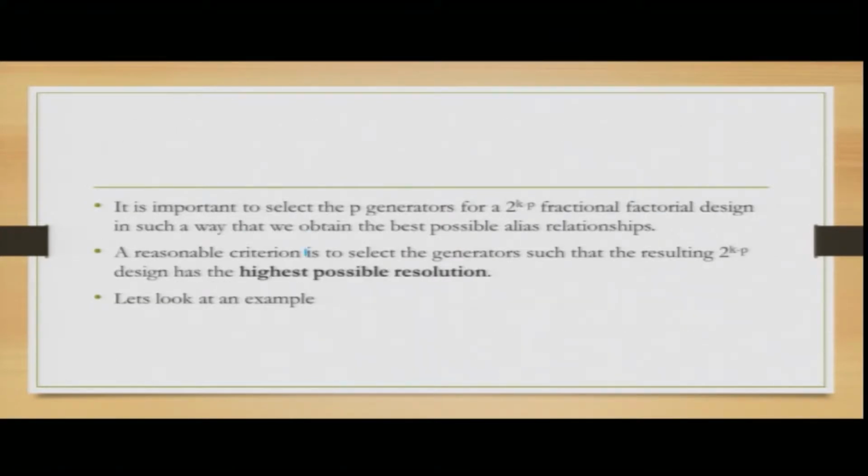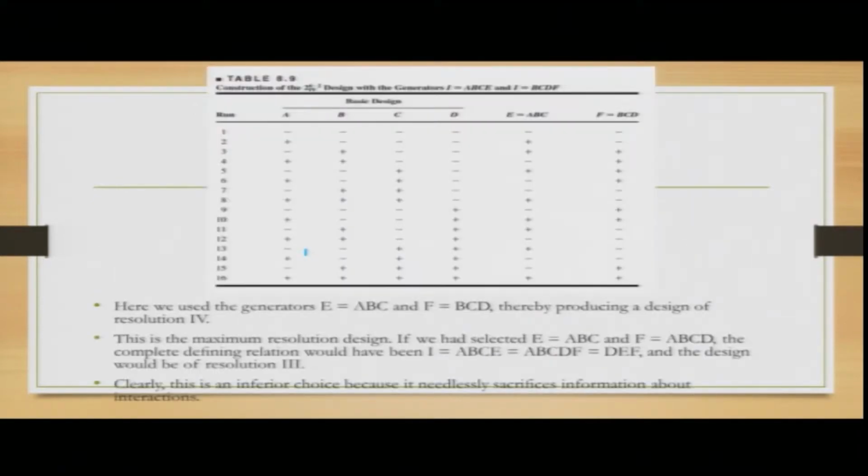It is important to select the p generators for a 2 to the power k minus p fractional factorial design in such a way that we obtain the best possible alias relationship. A reasonable criterion is to select the generators such that the resulting 2 to the power k minus p design has the highest possible resolution. So, let us look at an example accordingly.